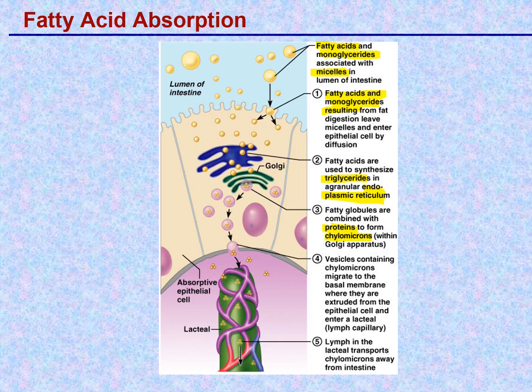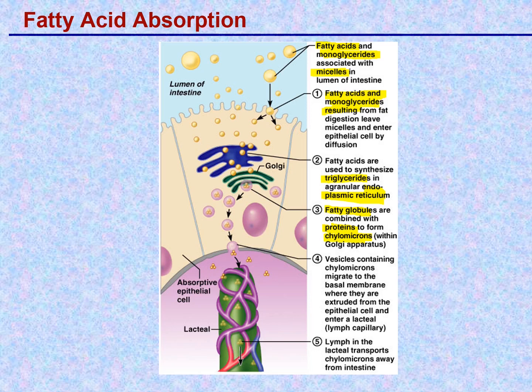So you go from fat to emulsified fat, to fatty acids and monoglycerides associated together into micelles, into the cell, to form back into triglycerides, and then the triglyceride fatty globules that form combine with proteins to form chylomicrons.